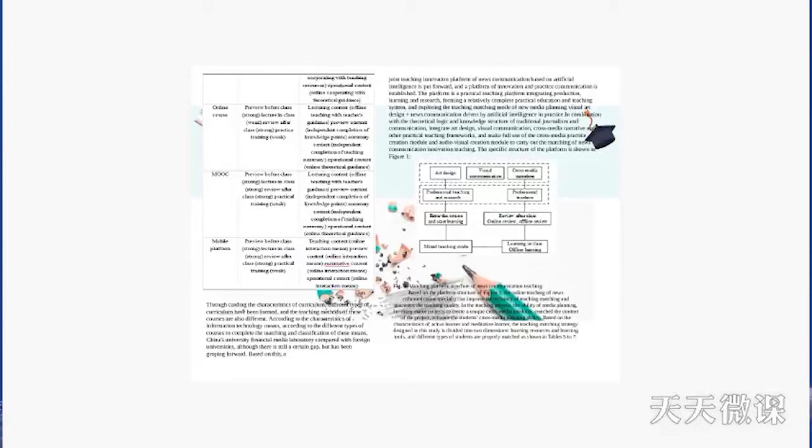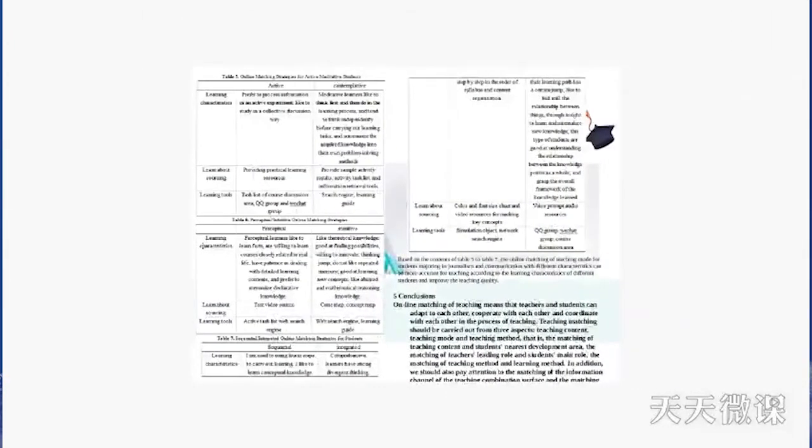Based on the characteristics of active learners and meditative learners, the teaching matching strategy designed in this study is divided into two dimensions, learning resources and learning tools, and different types of students are properly matched, as shown in Tables 5 to 7. Based on the contents of Table 5 to Table 7, the online matching of teaching mode for students majoring in journalism and communication with different characteristics can be more accurate for teaching according to the learning characteristics of different students, and improve the teaching quality.